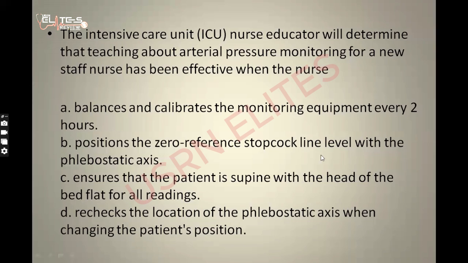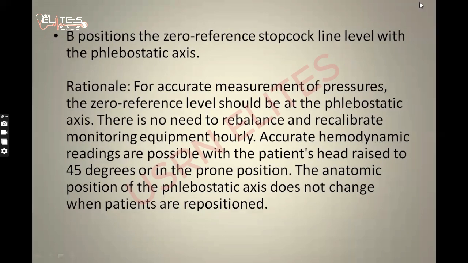Okay, so I'm going for option B, positioning the zero reference stopcock line level with the phlebostatic axis. Exactly. I just said this, so we need not waste time on this one. So that's the rationale. We can go through quickly and move on to the next one, if you don't have any question. But if you have any question, you can ask. The class is for us, so try and understand everything we are doing, okay? It will help you a lot.